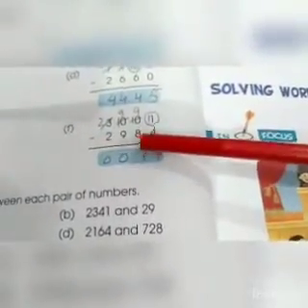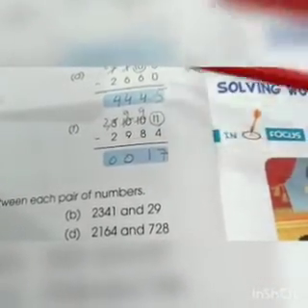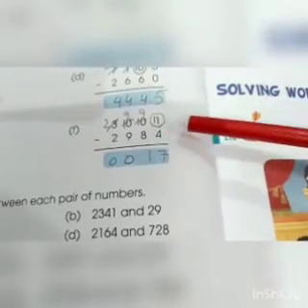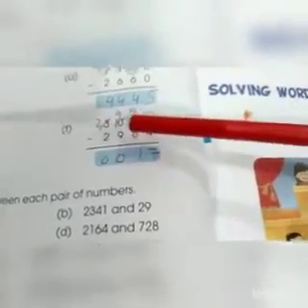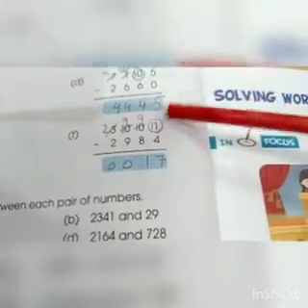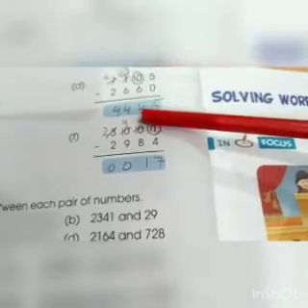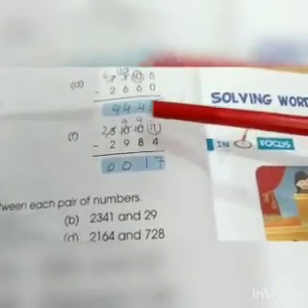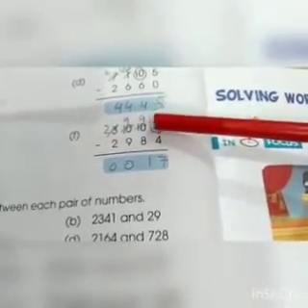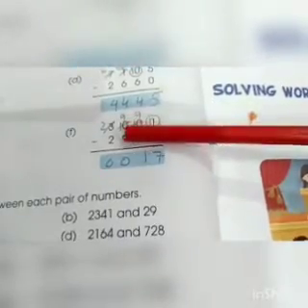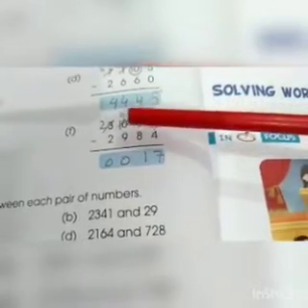Part F. 3001 minus 2984. Okay. 1 ones is less than 4 ones. Okay, class. We need to borrow from 3. 3001. Okay. 1 thousands into 10 hundreds. Okay, 3001 is equal to 2010 hundreds. We need to borrow again. 1 hundreds into 10 tens.